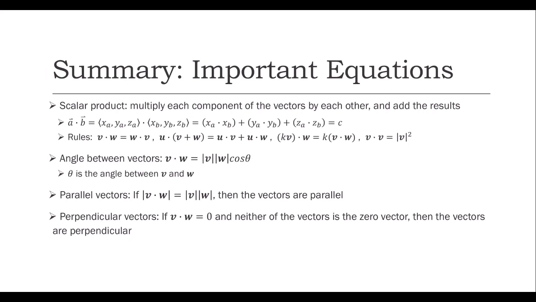So in summary, our scalar product is found when you multiply each component of the vectors by each other and then add the results. We have our equation here and different rules to go with it here. The angle between the vectors can be found using the equation V dot W equals the magnitude of V times the magnitude of W times the cosine of theta, where theta is the angle between V and W. You can find parallel vectors because if the magnitude of V dot W is equal to the magnitude of V times the magnitude of W, then the vectors are parallel. And you can find perpendicular vectors by finding if V dot W equals 0 and neither of the vectors is the 0 vector.